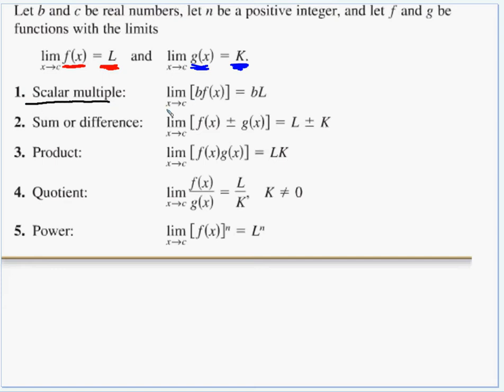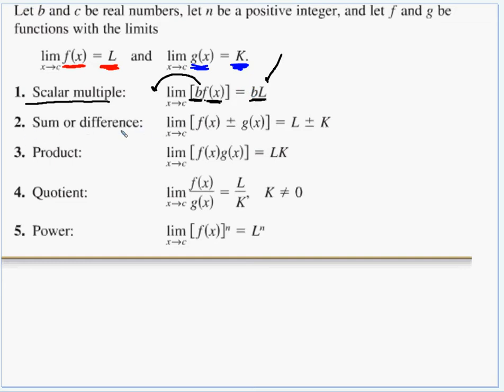If I have the limit as we approach C of this number B times f of x, well, I could sort of mentally just bring that b out front. That limit of f of x is this L here, and then I could just multiply it by the b that I brought out front. B times the number L.